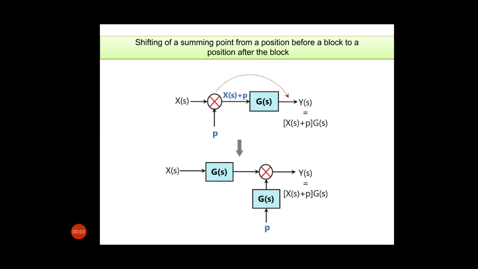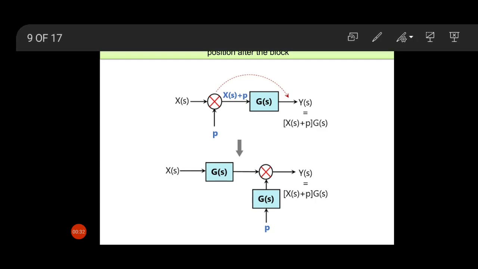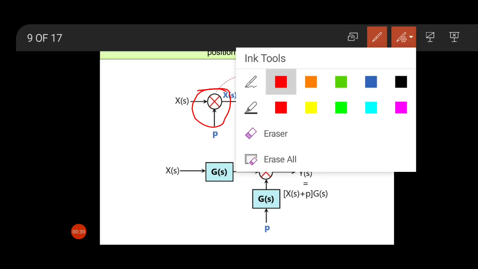Now come to the next rule. In this rule we are moving the summing point. In the previous rule we were moving the take-off point or branch point. Now in this rule we are moving the summing point. So the rule is shifting of a summing point from a position before a block to a position after the block. So here we need to move this summing point from a position before a block to after a block.